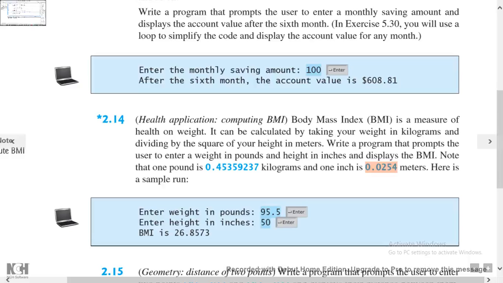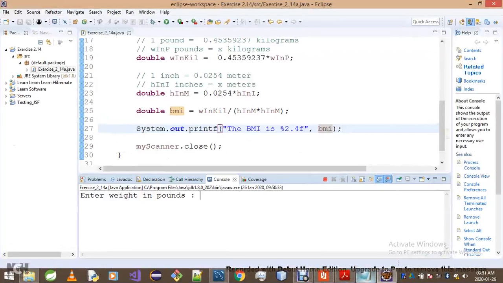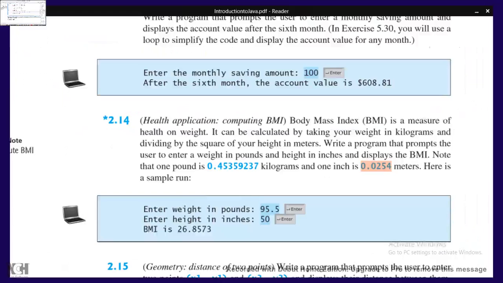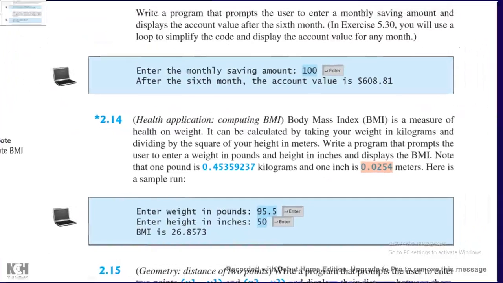So the weight is 95.5 and the height is 50. So let's try 95.5 and 50 and see what we get. Boom, we got what we expected.